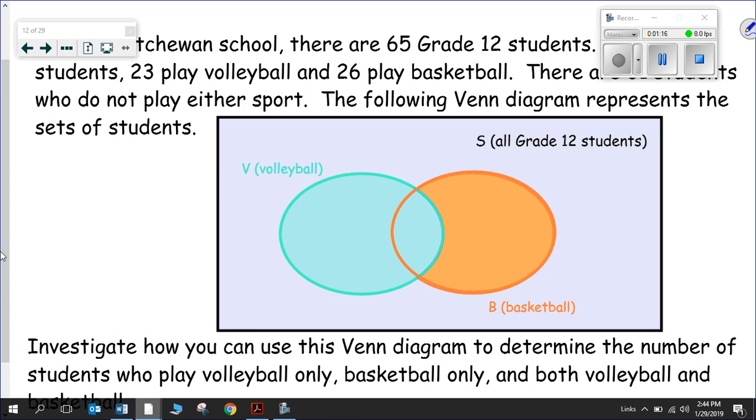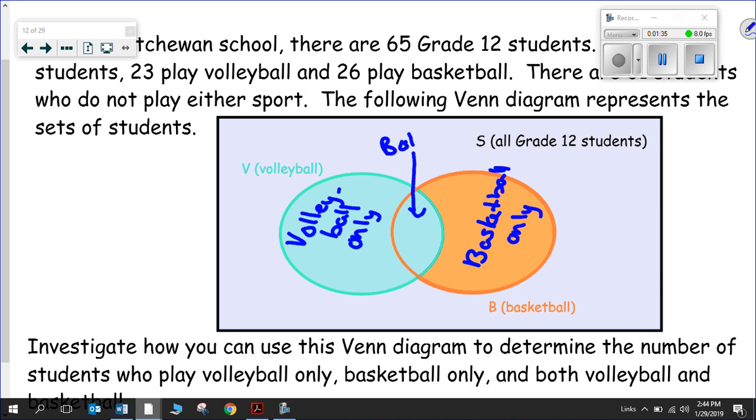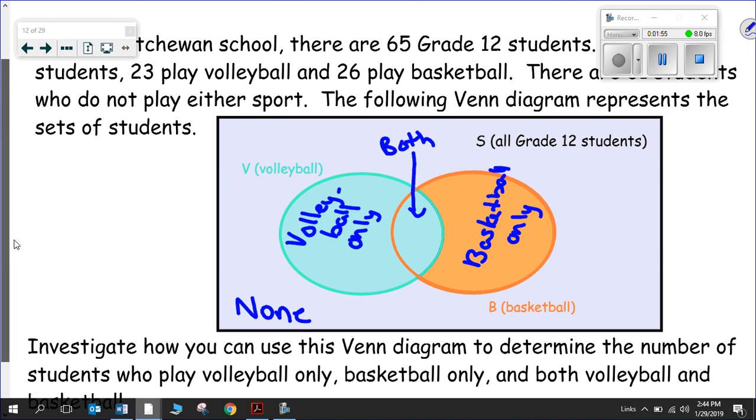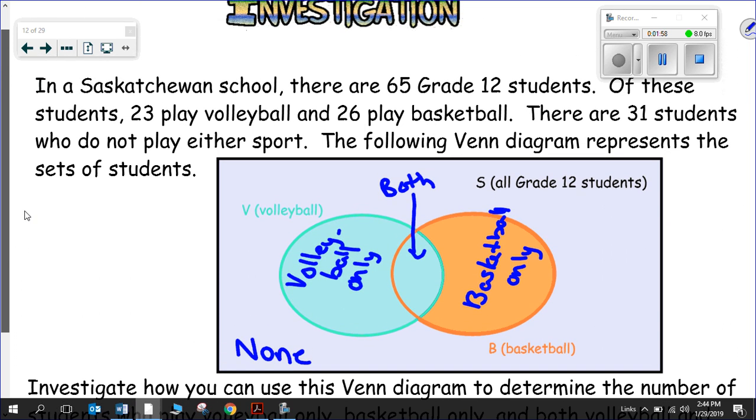right? So in here is volleyball only. Over here would be basketball only. And that region would be people that play both. For the people who play none, we would just simply write the number somewhere on the outside, very similar to when we did the Venn diagrams with our interests. For this example, it tells us that there are 31 that do not play any of them. So that number, 31, would go on the outside.